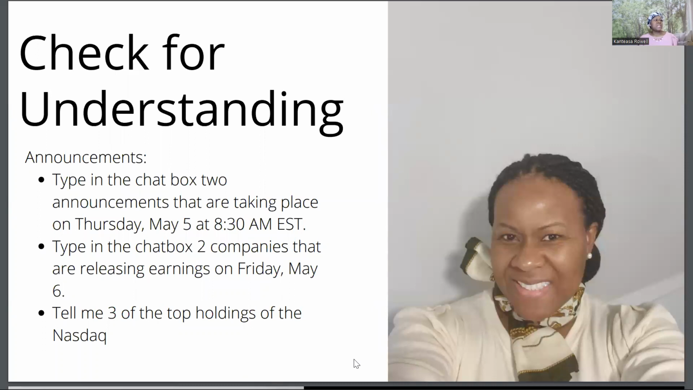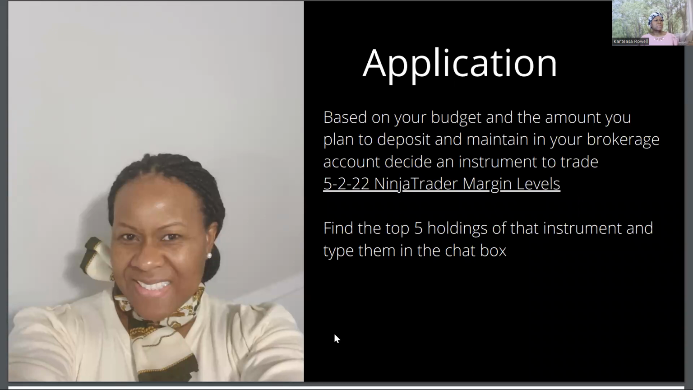So, check for understanding. Now that I've shared that information with you, there's a couple of things that I want you to do so that I know that you understand. Type in the chat box 2 announcements that are taking place on May 5th at 8:30 a.m. Type in the chat box 2 companies that are releasing earnings on Friday, May 6th. And tell me 3 of the top holdings of the NASDAQ. Now I want you to apply this a tad bit further.